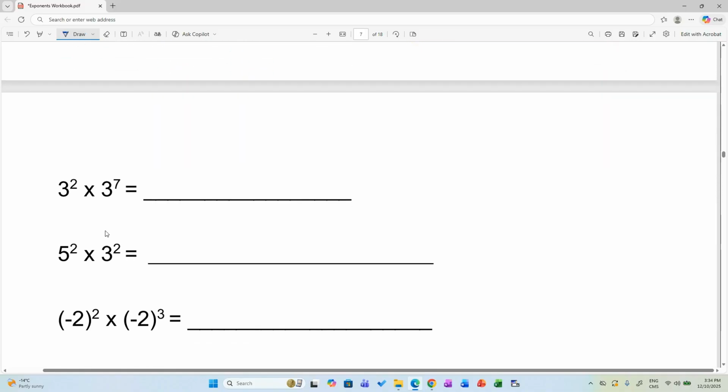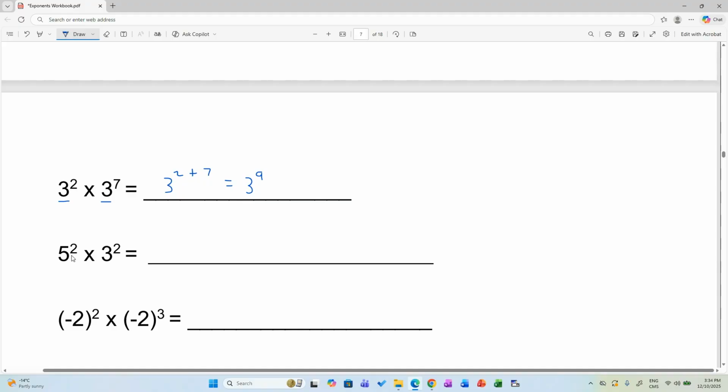Let's do some more examples here. Here I have 3 to the power of 2 times 3 to the power of 7. Because the bases are the same, I can simply add the exponents together. So I have 3 to the power of 2 plus 7. 2 plus 7 is 9, so I get 3 to the power of 9. Okay, great.